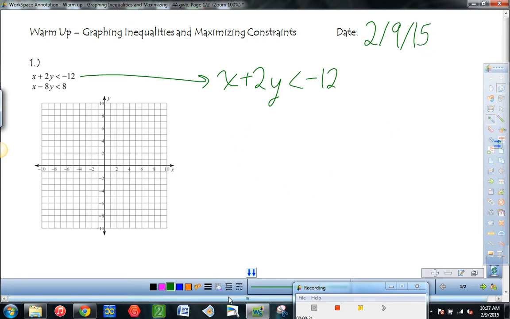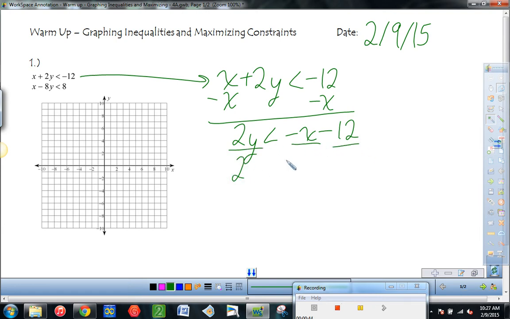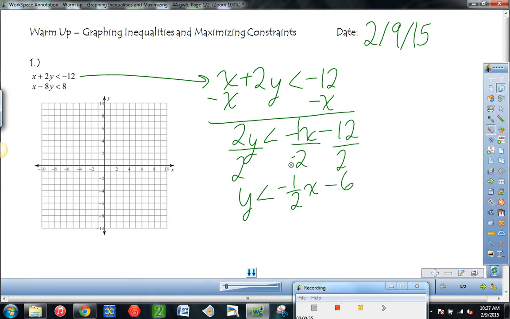Alright, how do I solve for y? What do I do? Move x over first. Good. So we got 2y is less than negative x minus 12. And then divide everything. Don't forget the secret one. So y is less than negative 1/2 x minus 6. And we're going to get rid of that little tiny dot because that is going to mess you up. Alright. So, can you graph this equation?